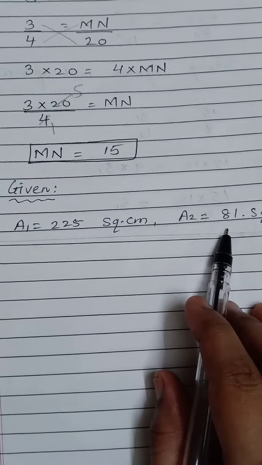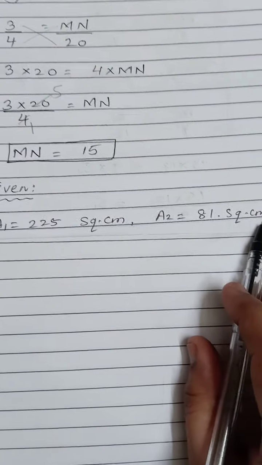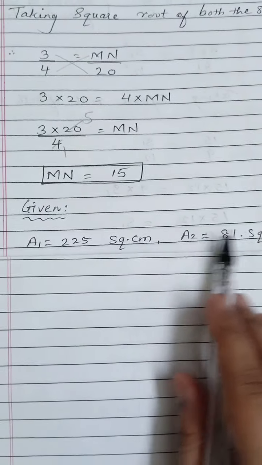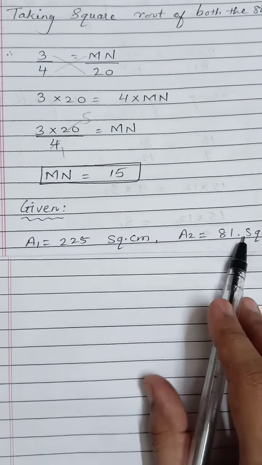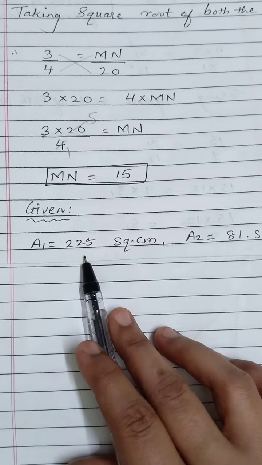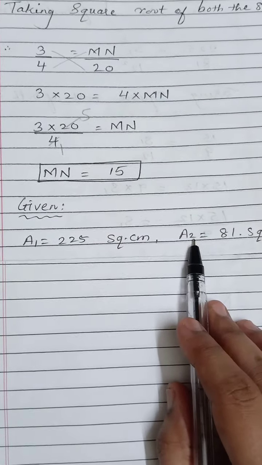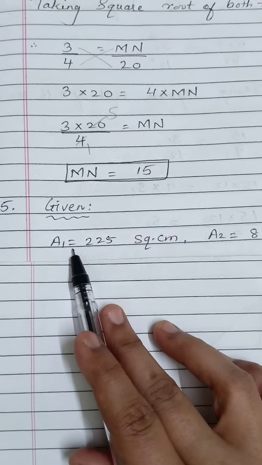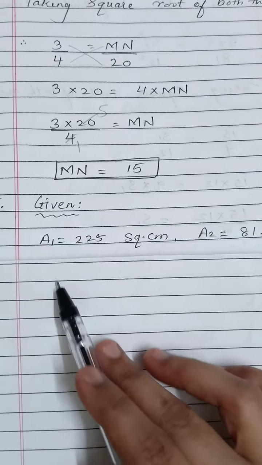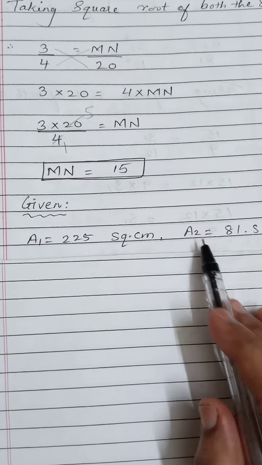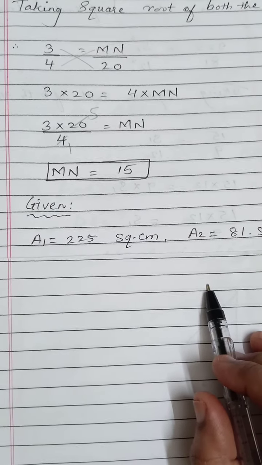So these two areas are given to us. A1 is 225 square centimeter and A2 is 81 square centimeter. By observing the areas, we can decide which triangle will be bigger and which will be smaller. See here, the area 225 is larger and the area 81 is smaller. So definitely the second triangle will be smaller and the first triangle will be bigger. Here the corresponding side for the first triangle will be S1 and the corresponding side for the second triangle will be S2.